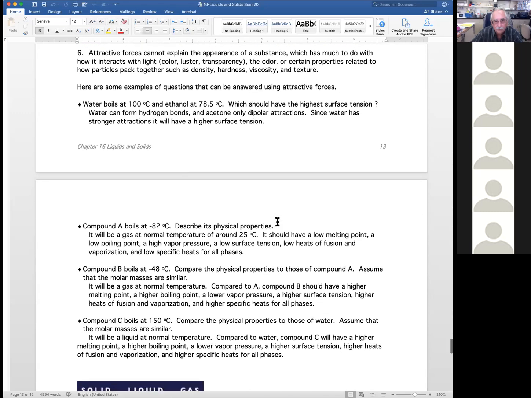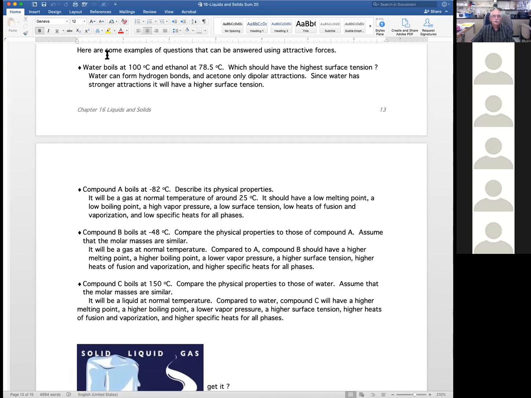So here's some examples. Water boils at 100 degrees and ethanol at 78.5. Which one should have the highest surface tension? And I tell you what, I think a lot of people that are chemists even, you show them that, they're going to like, what? They're not even related. The answer is, yes, they are related. And the relationship is attractive forces. So looking at the boiling points tell me that water has stronger attractive forces. Therefore, it's going to have stronger surface tension.